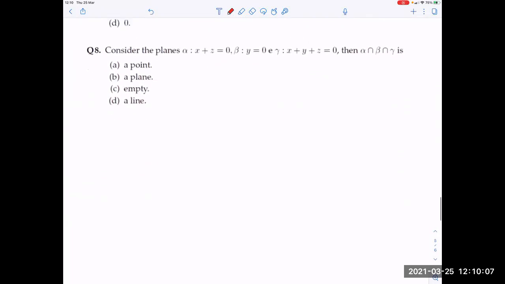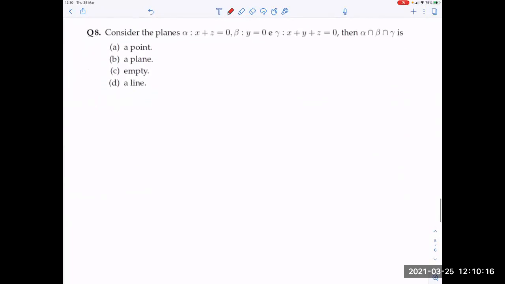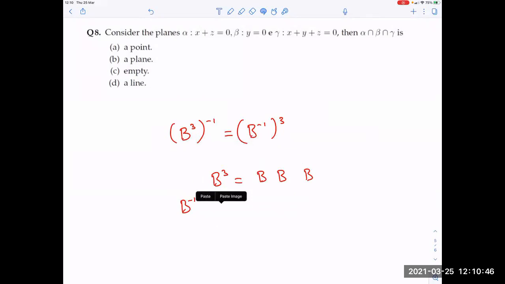We do number 8. But in the meanwhile, there is a question from Paolo Lovera about b cube power minus 1. Yes, I can do that. In the meanwhile, you can think about 8. Well, the idea is the following, that the inverse of b cube is the cube of the inverse, simply because b cube is b times b times b. So if I multiply b cube by b minus 1, what will I get?